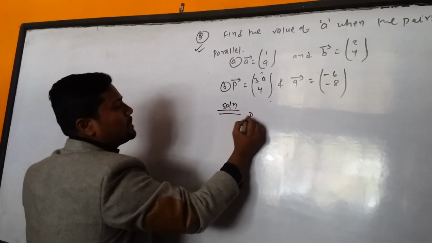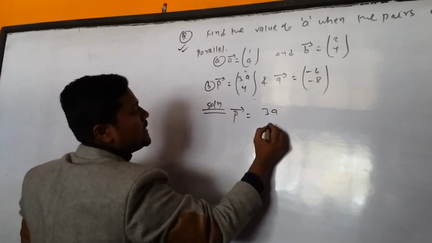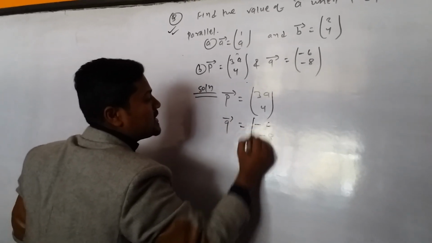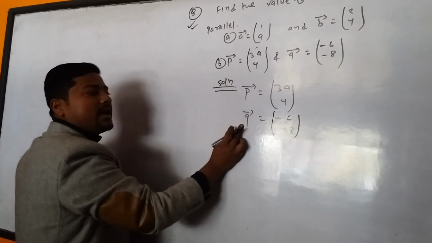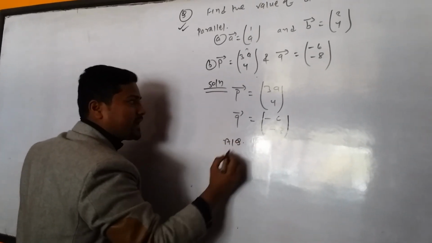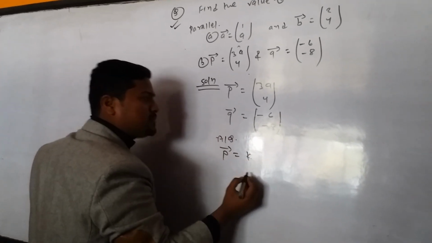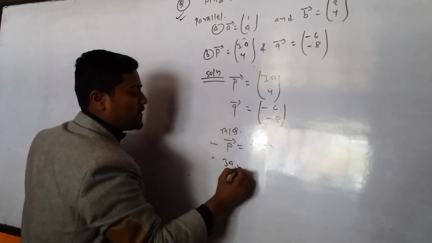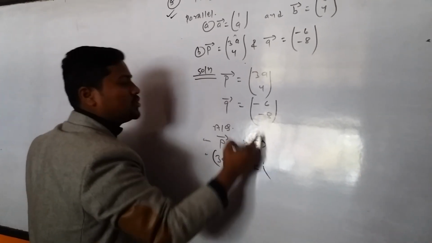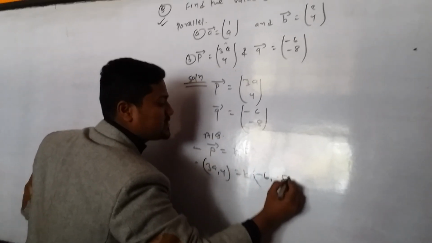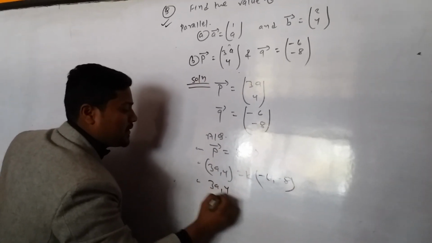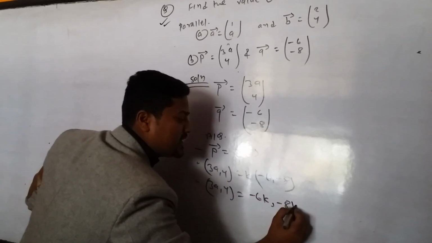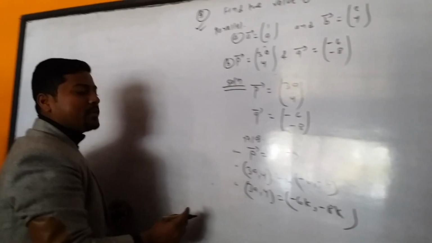We have given here P vector is 3A, 4 and Q vector is -6, -8, and P vector and Q vector are parallel. Then according to the question we can write P vector is equal to K times Q vector. So P vector 3A comma 4, K times Q vector is -6 comma -8. 3A comma 4 multiplied gives -6K, -8K.